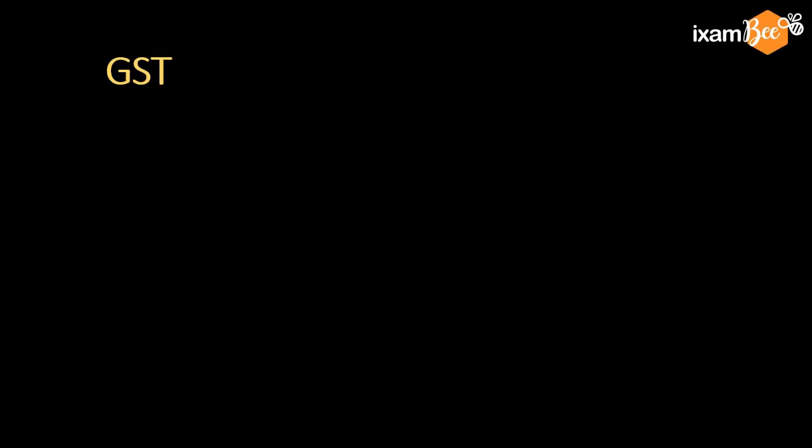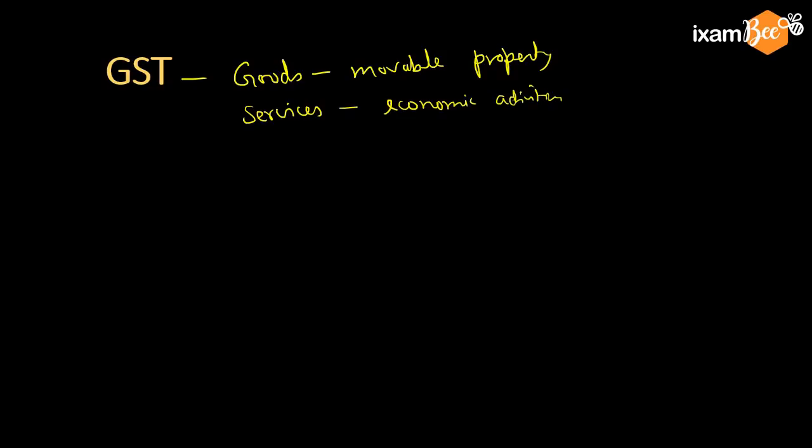Coming to what is GST. You all know the full form of GST, goods and services tax. The difference between goods and services in economics: goods is any kind of movable property other than money. It can be like crop, grass, house, car, food grain. And what are services? Services are anything other than goods. Goods are physical. These are economic activities and they have value.